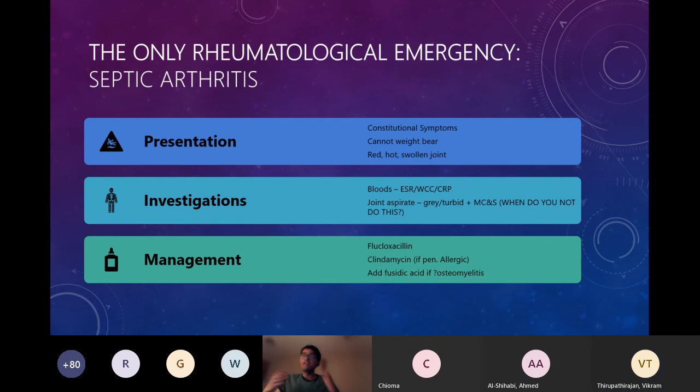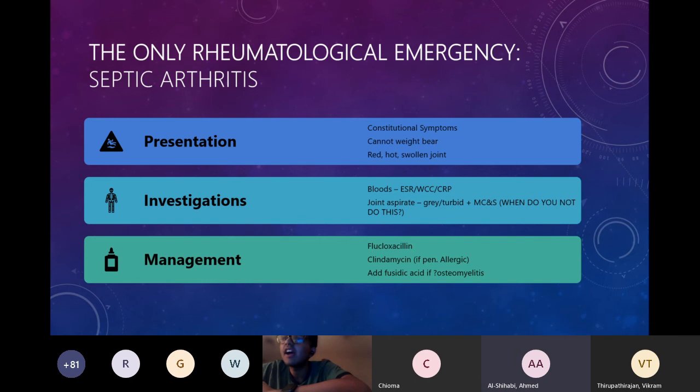So if they've got a replaced joint and you're worried about septic arthritis, you're going to refer to orthopedics. They're going to take them to theatre and do it there. You still do it, but not without a sterile environment, because a joint replacement can get completely destroyed if you do an aspirate. Your management for this is going to be Fluclox or clindamycin. And if you're worried that it's invaded the bone itself, you're going to give them fusidic acid.